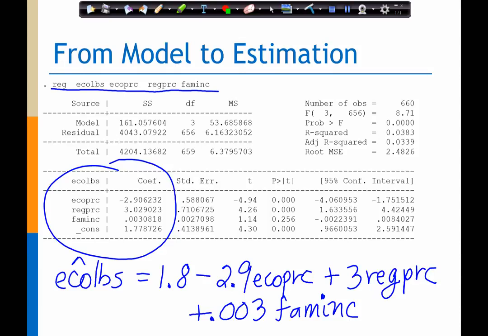Okay, so what do I find here? I still find a negative relationship between eco price and eco pounds, so that still holds, which it should. That's the law of demand. Regular price, that's the price of regular apples. If the price of regular apples goes up, I'm going to stop buying as many regular apples, and I'm instead going to substitute towards eco-friendly apples, and so I'll buy more of those. So that positive coefficient makes sense. I also have a positive coefficient on family income. As family income goes up, so does my consumption of eco-friendly apples.